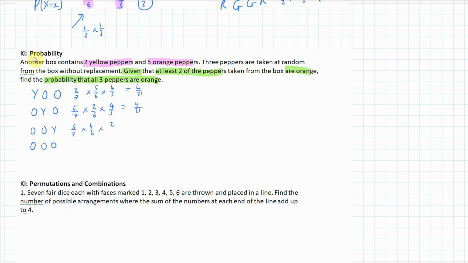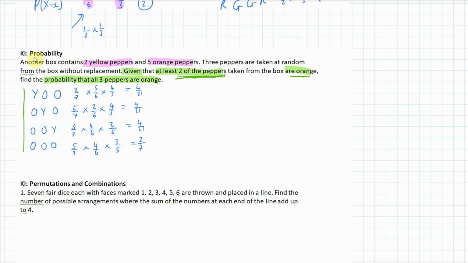Then you'll get the 2 for the yellow, 2 out of 5, and there's also 4/21. The last one is triple orange, so it goes 5/7 times 4/6 times 3/5, and that gives us a total of 2/7. Now you might be thinking, why the blazes has he done this? Well, because we're taking 3 peppers, and we know that we've got at least 2 of the peppers are orange. So these are all the ways you can have 2 peppers orange, or 2 or more peppers orange.